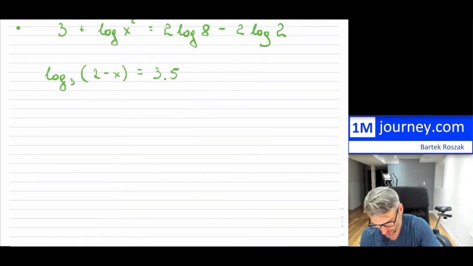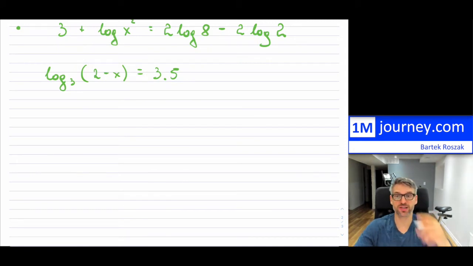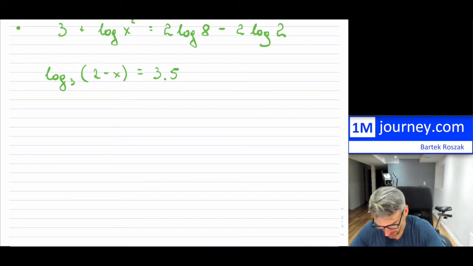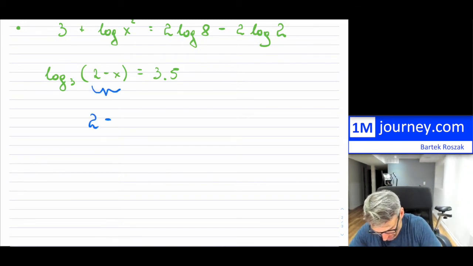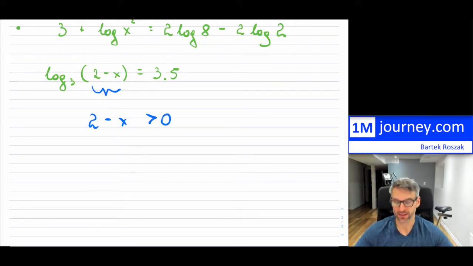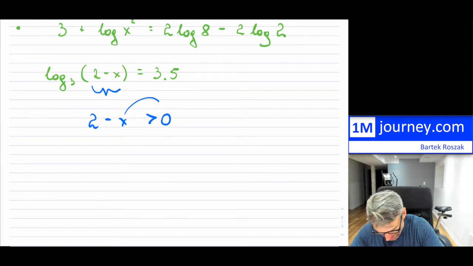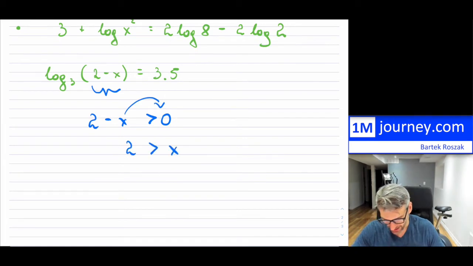So here's my equation. Now, my first step is always just to check what x cannot be equal to. So from here, I'm going to say 2 minus x has to be greater than 0. All right, now I'll bring my x over to the other side. So I'm going to get 2. Okay, so I have this. So what does this tell me? Well, this tells me that x has to be less than 2.